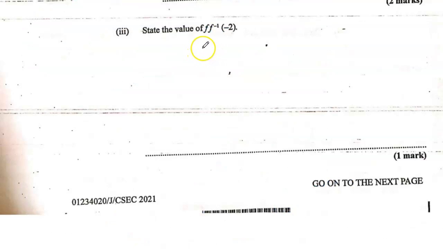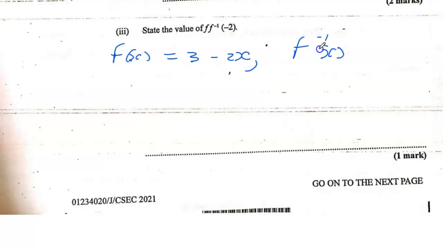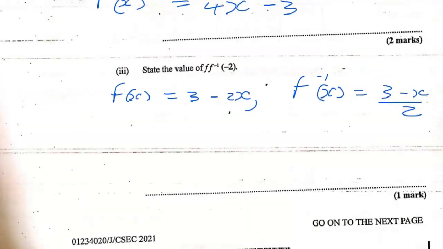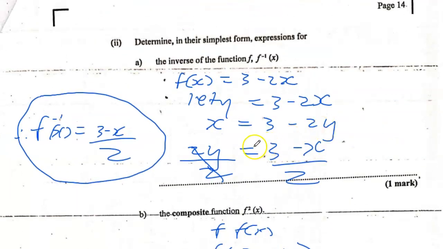Next, we're asked to find the value of f inverse of minus 2. Now, let's recall what f of x was. f of x was equal to 3 minus 2x, right? And f inverse x was 3 minus x upon 2. Was that what it was, though? f inverse x. Yes, f inverse x was 3 minus x upon 2. And f of x was 3 minus 2x.